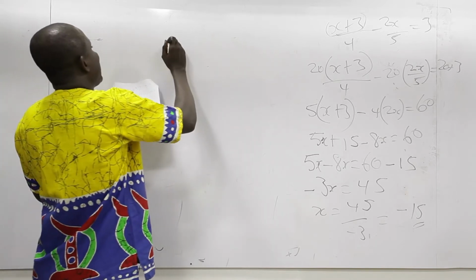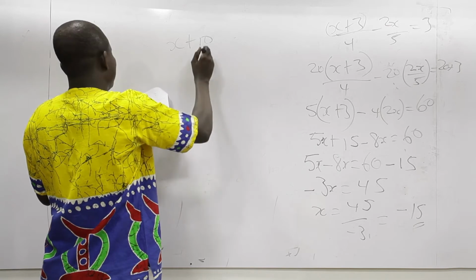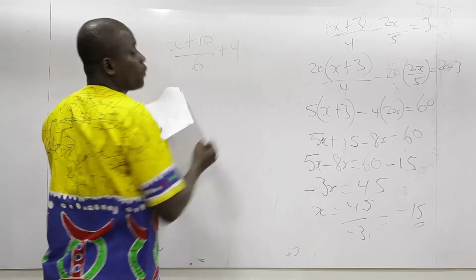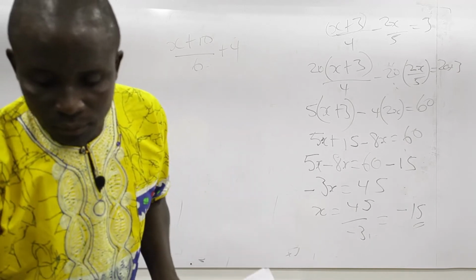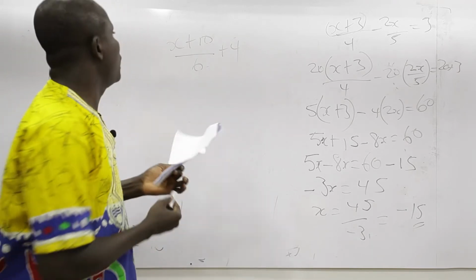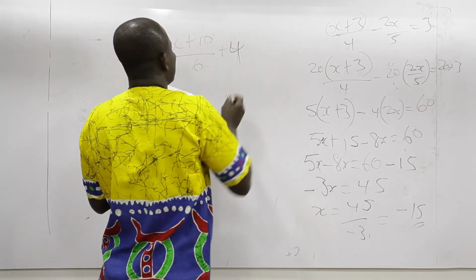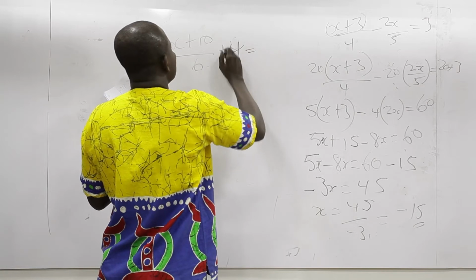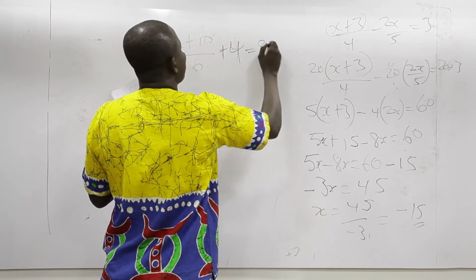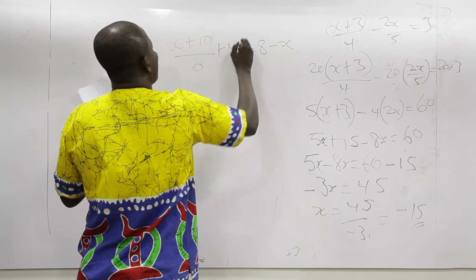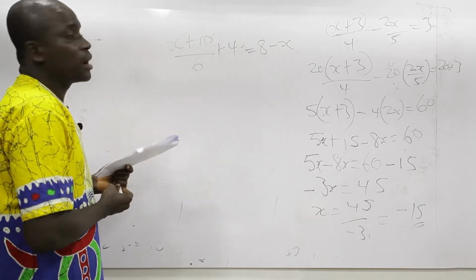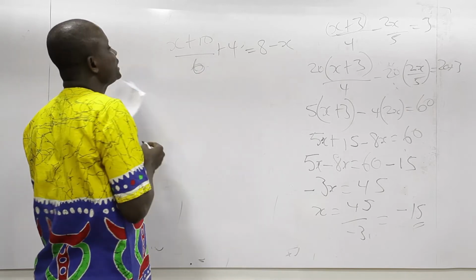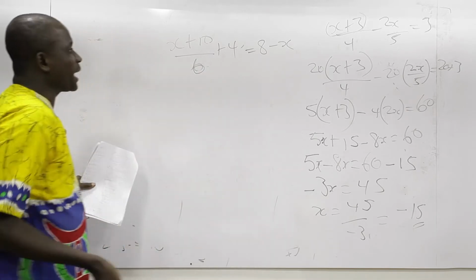That one is x plus 10 over 6 plus 4 is equal to what? 8 minus x. Once again, the only LCM or the only denominator here is 6. Therefore, we are multiplying through by the 6.